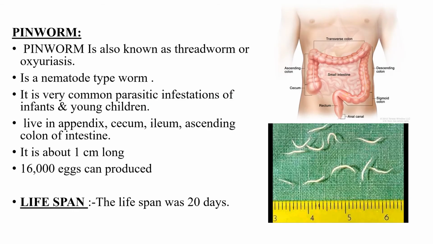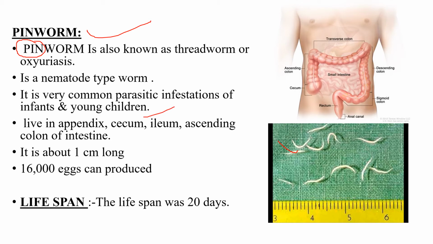Now we are going to discuss the pinworm. By the name you can also understand: pin means very small, very minor. The pinworm is also called a threadworm. You can see in this picture they look very small, with a thread-like structure. It most commonly occurs among infants and children.